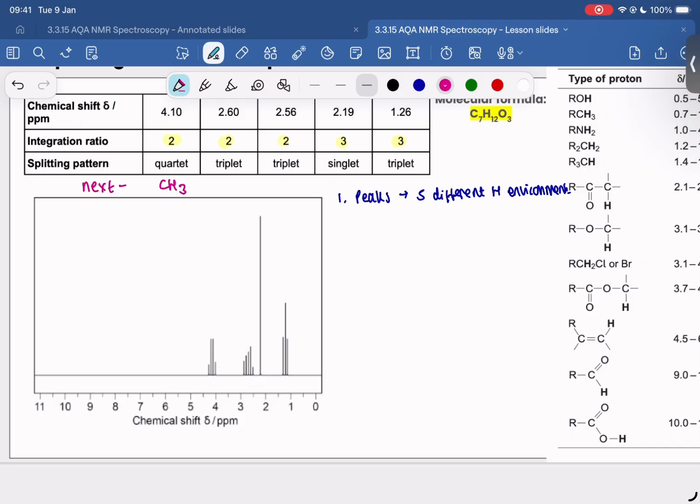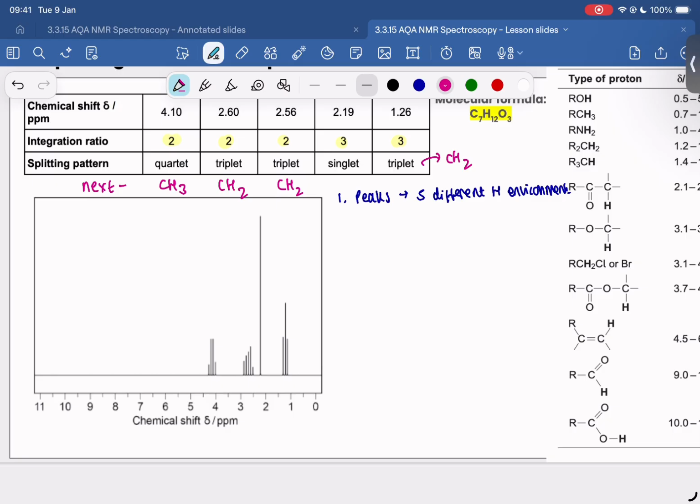Similarly, if it's a triplet, then I'm thinking CH2. Singlets are much more difficult because I don't know if it's a C double bond O, or a C single bond O, I don't know. So let me just not do anything there. And this triplet, again, might be a CH2 peak. So this is me just basically hypothesizing here.